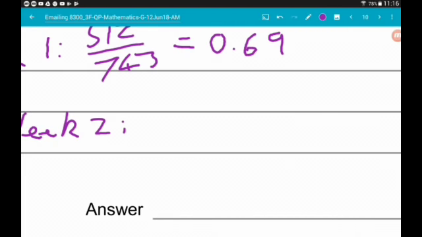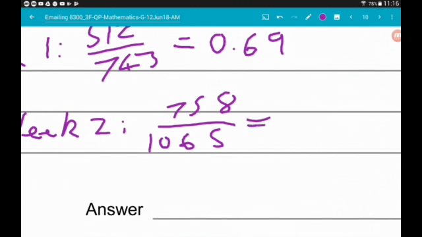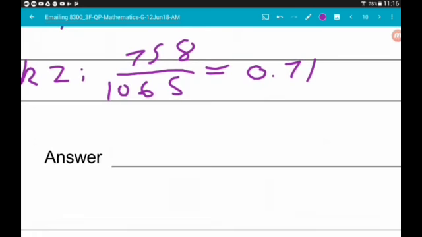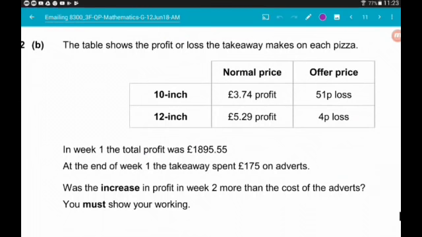So our fraction is 758 divided by 1065, which again, to 2 decimal places, is 0.71. So that's a higher proportion. So week 2 is the winner. And then part B is a bit of a pain, to be honest.